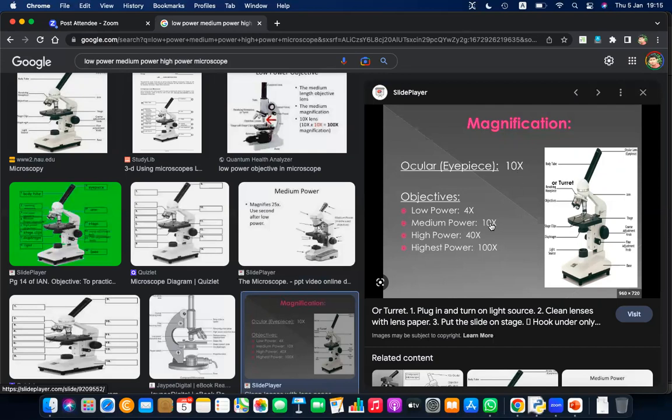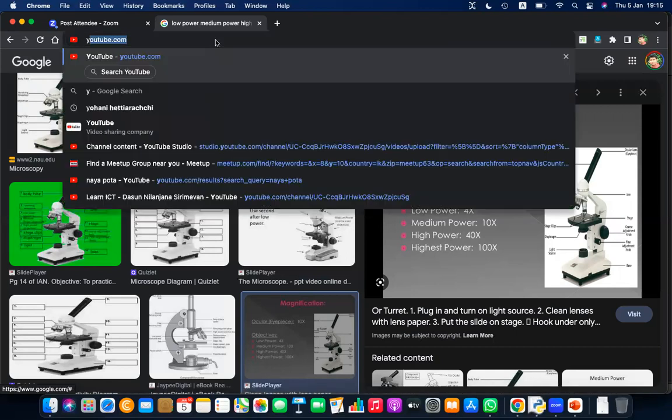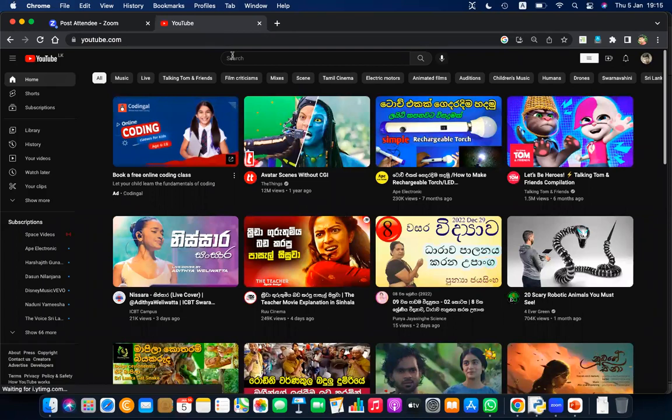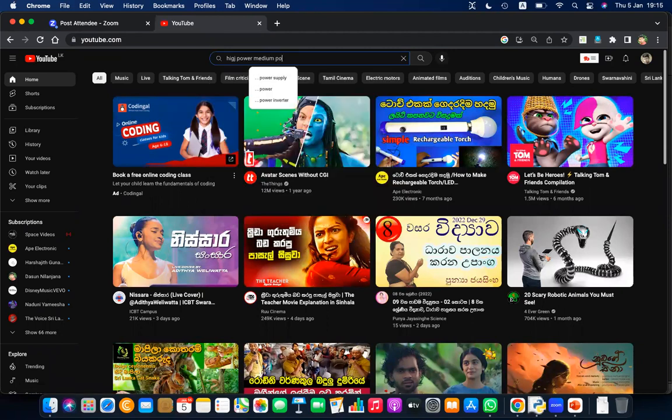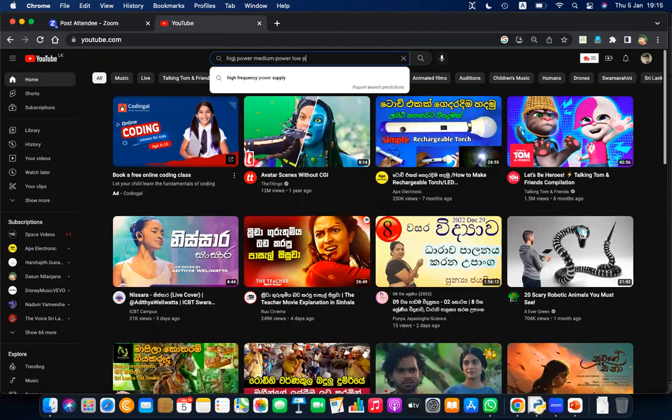Then medium power, 10 into 10, is 100 times magnification. Then this high power is basically 400 times magnification, and there's something called the highest power also, right? But anyway, there are three, and let's see how we can use it. Using the microscope, let's see how the low power and medium power work. Because I'm unable to show this due to a power cut, I will show you using a video, right? High power, medium power, low power of microscope.